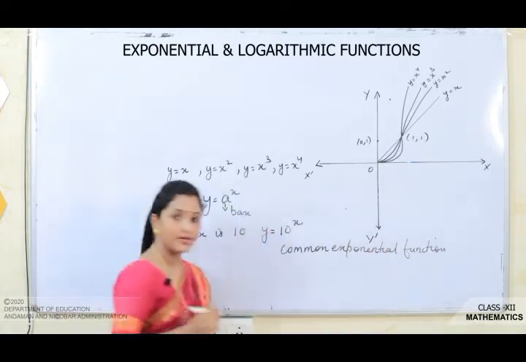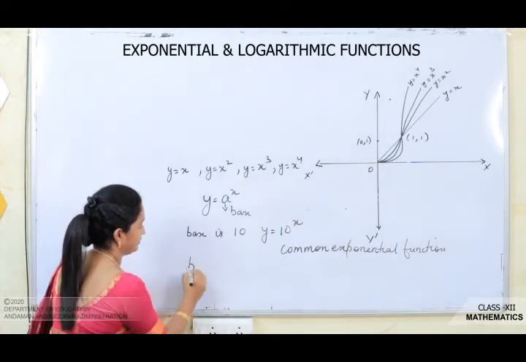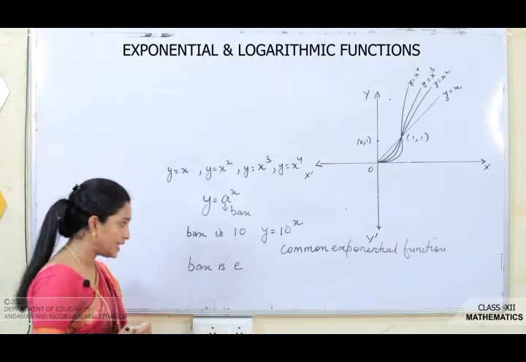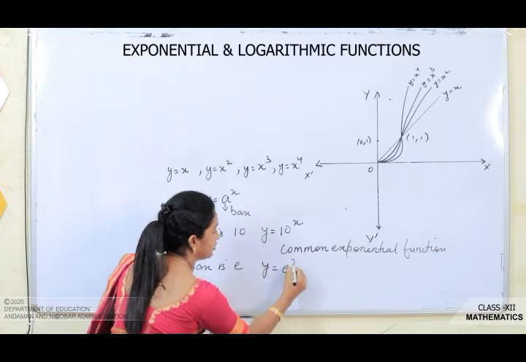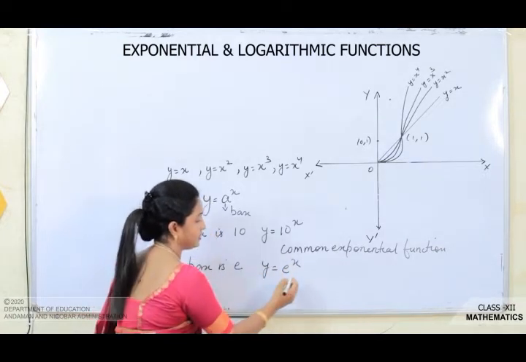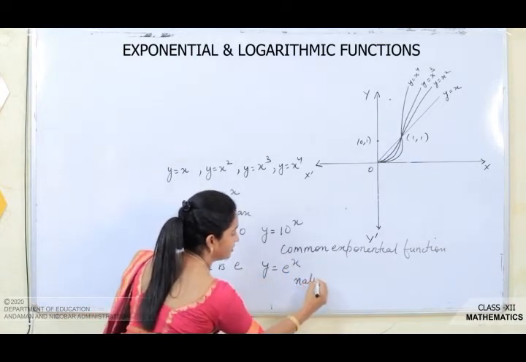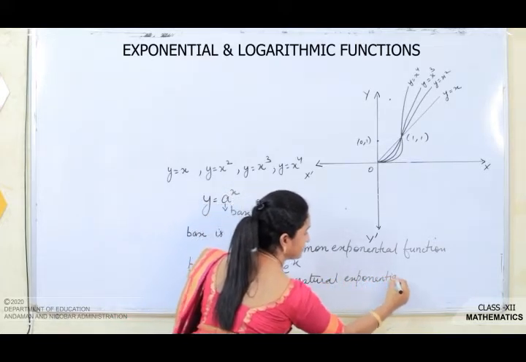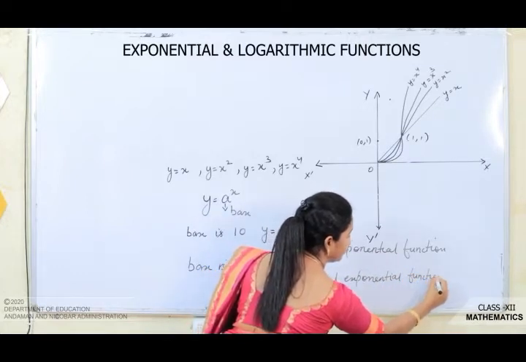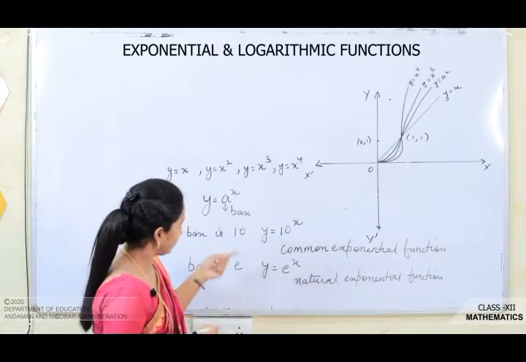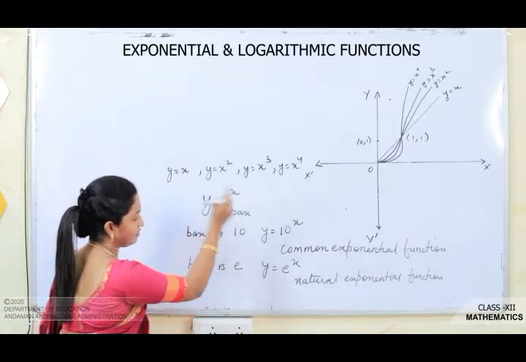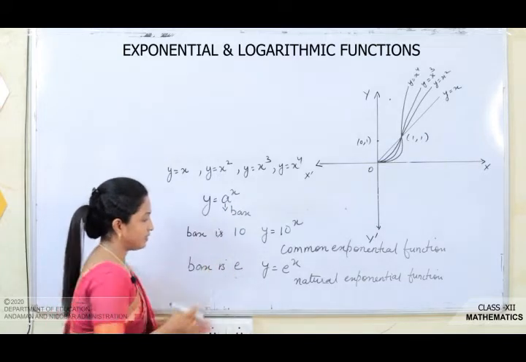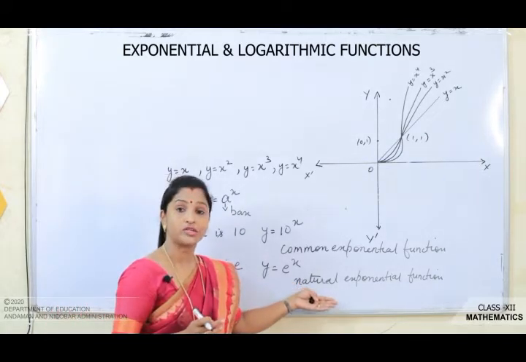Clear? When the base is e, that means e to the power x, the function will be what? e to the power x. It is known as the natural exponential function. Clear, children? When the base is 10, the function is called the common exponential function, and when the base is e, it is called the natural exponential function.